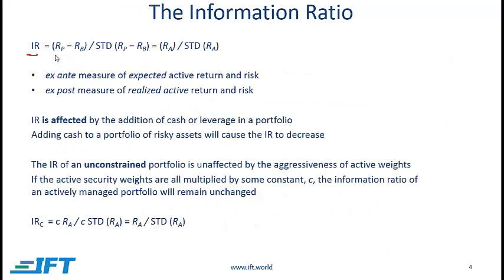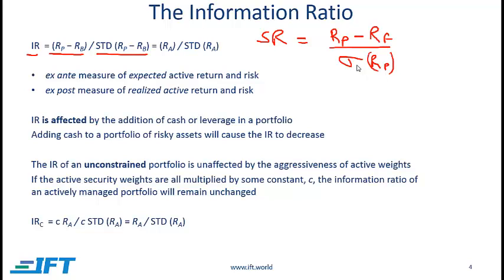The information ratio is the active return divided by the active risk. The active risk is the standard deviation of active returns. Now, this is essentially the active return per unit of active risk taken and looks a lot like the Sharpe ratio. The Sharpe ratio is the return on a portfolio minus the risk-free rate divided by the standard deviation of portfolio returns. So you can see the similarity here. The numerator for the information ratio is return on portfolio minus return on benchmark, and here we have return on portfolio minus the risk-free rate.